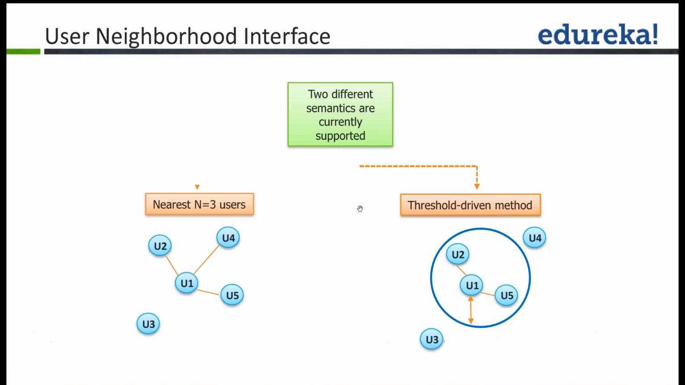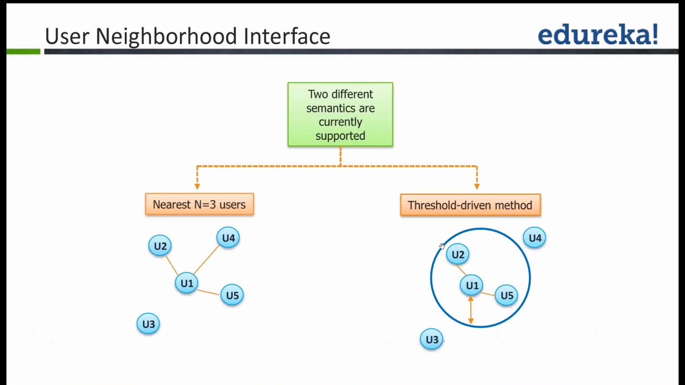And the other one is basically a threshold-driven method, which essentially says, out of all the users, I take those users whose similarity is greater than, let's say, 80%.